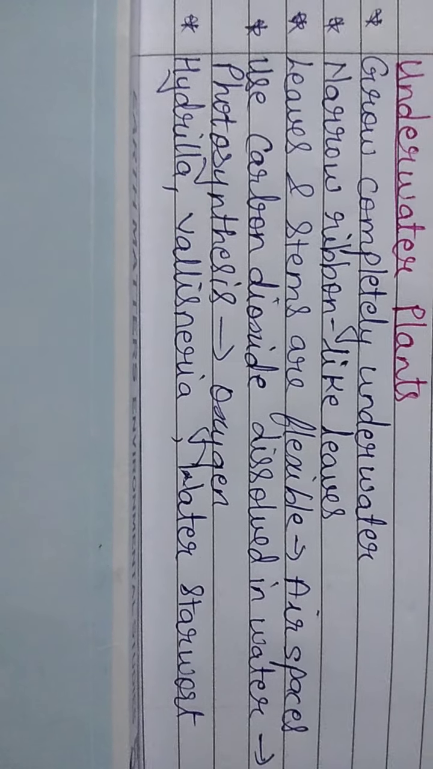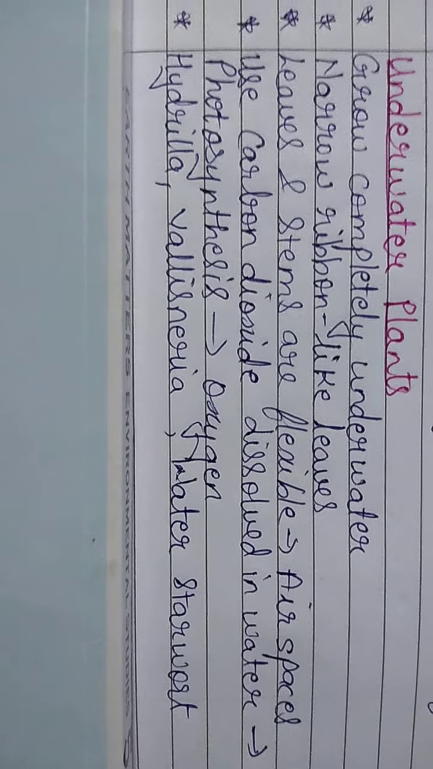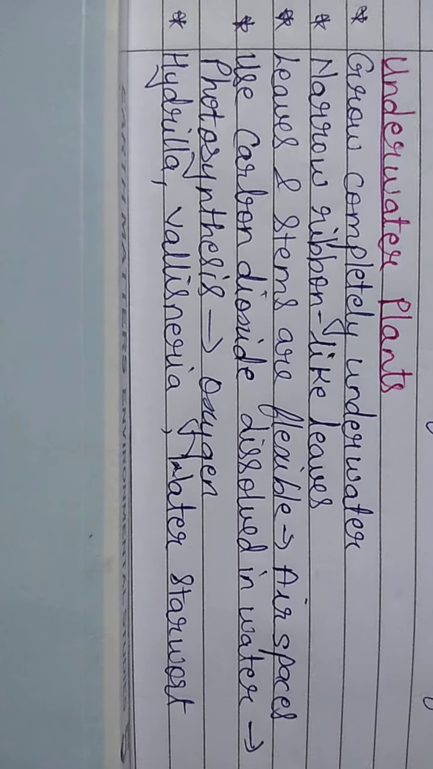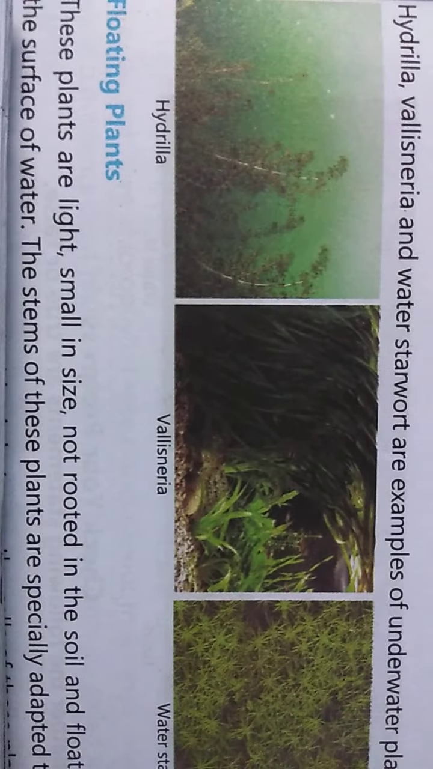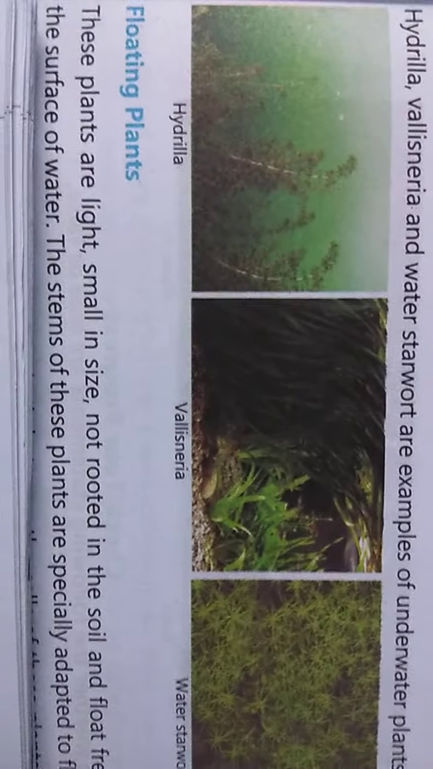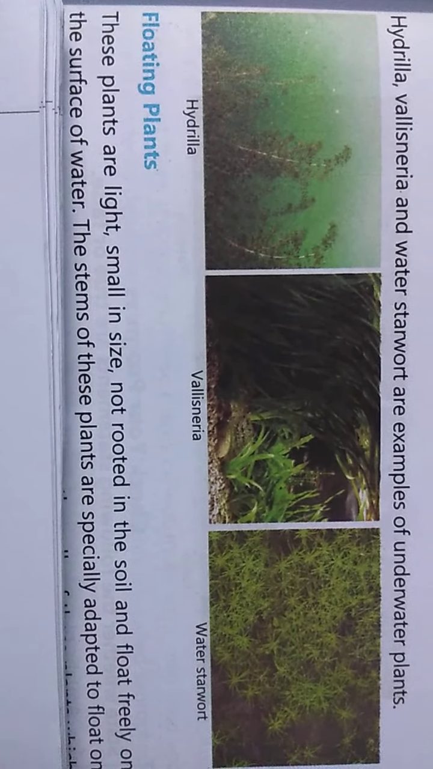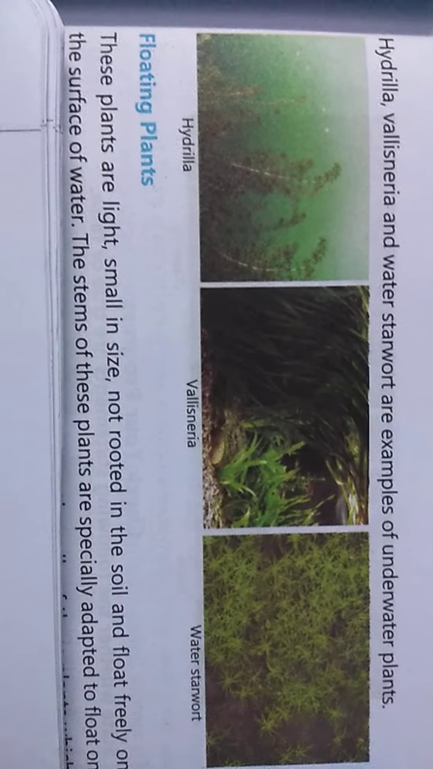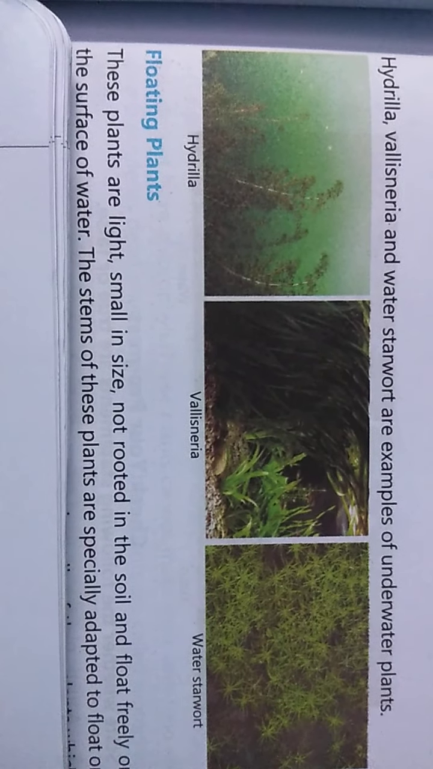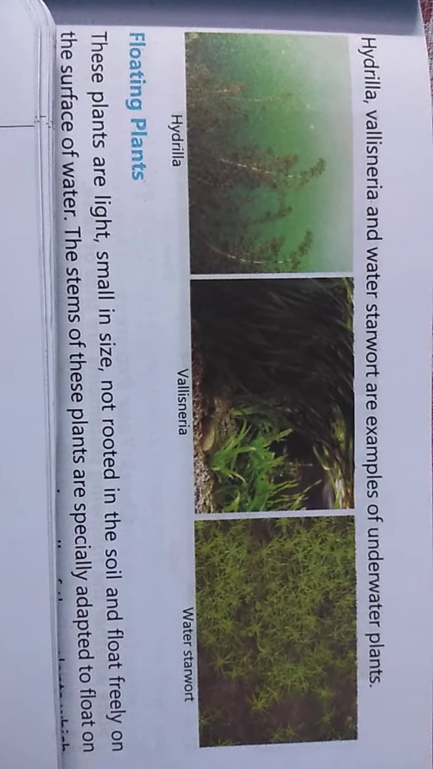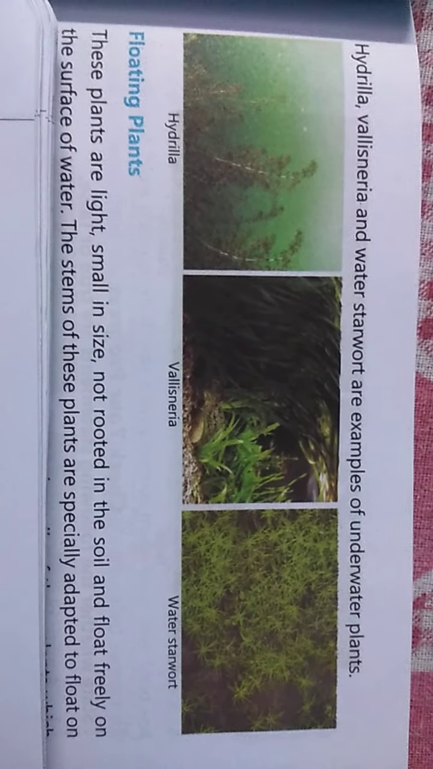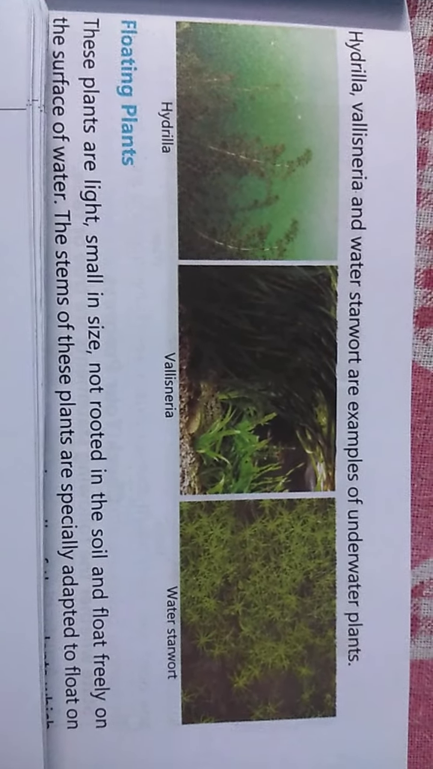Some examples of underwater plants are Hydrilla, Vallisneria and water starwort. See, look in the figure there. All these plants are underwater plants. They grow inside the water, under the water. You will not see them on the surface of the water. They are deep inside the water. Hydrilla, Vallisneria and water starwort. These are some of the examples.